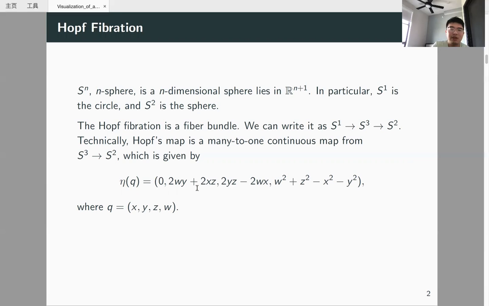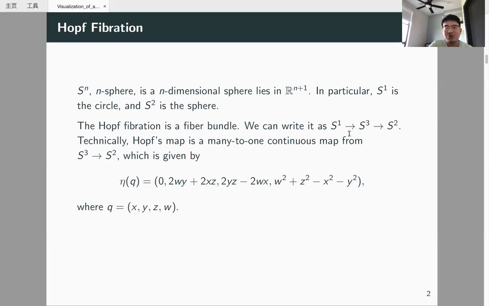In this map, we let the first coordinate be 0, and the next three coordinates are given by these formulas. One can check that the sum of the squares of these three coordinates is 1. So it lies on a sphere, but it's three-dimensional because the first coordinate is 0. So it's a two-sphere, and that's S2. That's why the Hopf map is from S3 to S2.